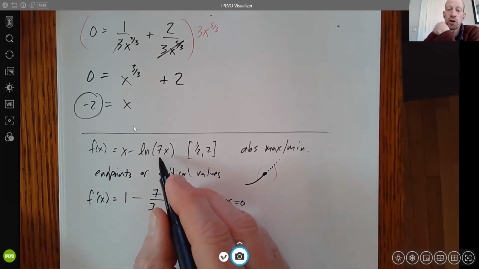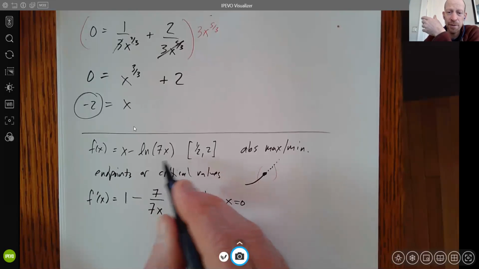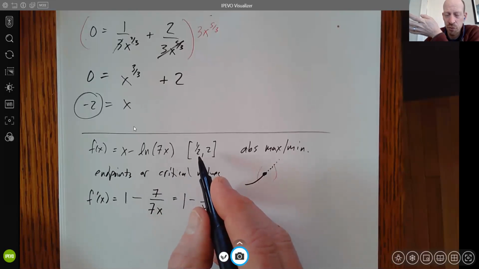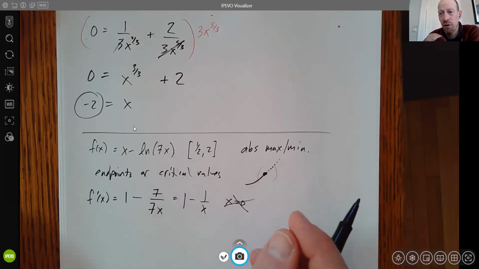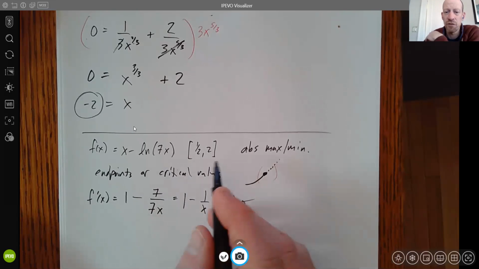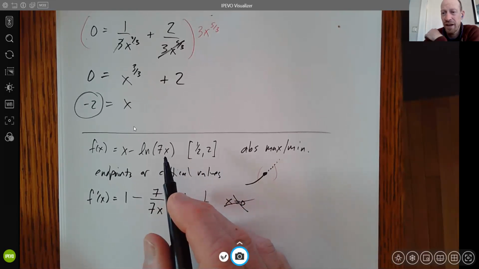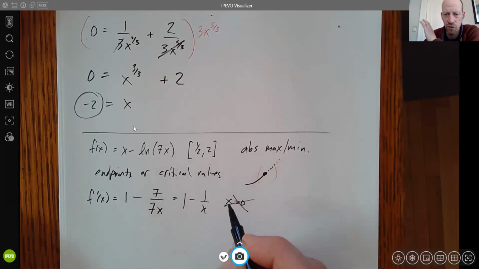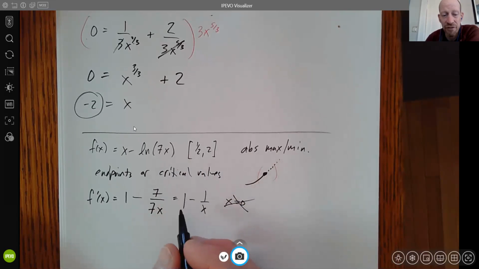It turns out 0 is not part of the domain of this function, so it actually isn't a critical number. And even more importantly, 0 is not in my interval 1/2 to 2. So I don't even care about looking at it because it's not in my interval. But even if I did want to look at it, it's not in the domain of the function. The natural log of 0 doesn't exist. So that's not a critical number. This is defined everywhere else.